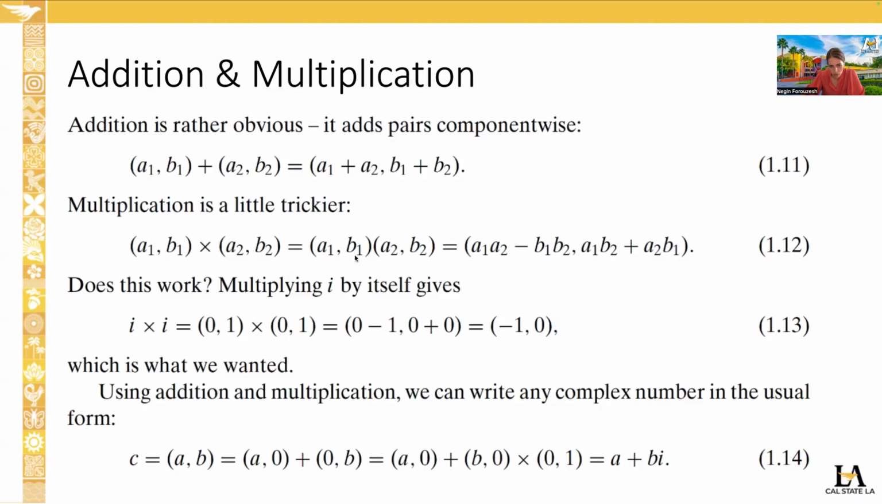So we just follow this rule in here, right? So we are going to have A1, A2, which is 0, negative B1, B2, which is 1. And then you have A1, B2, which is 0, plus A2, B1, which is 0 again. So after multiplying them together, it gives you negative 1 and 0. So they don't have the imaginary part anymore, and it's just a real number, negative 1.